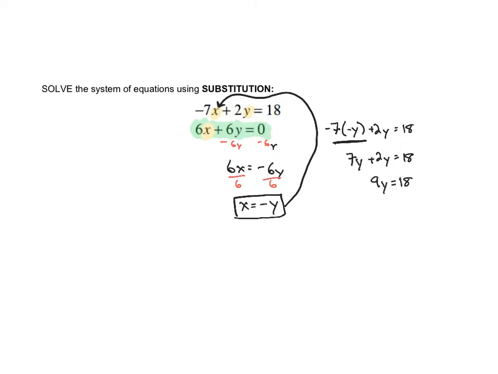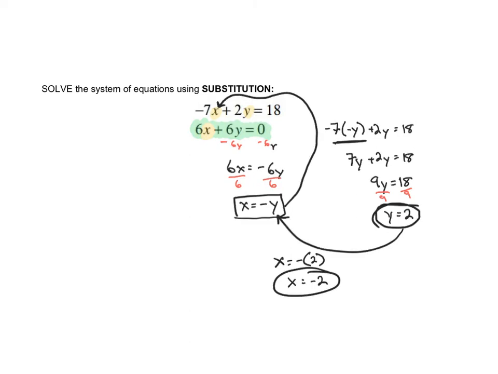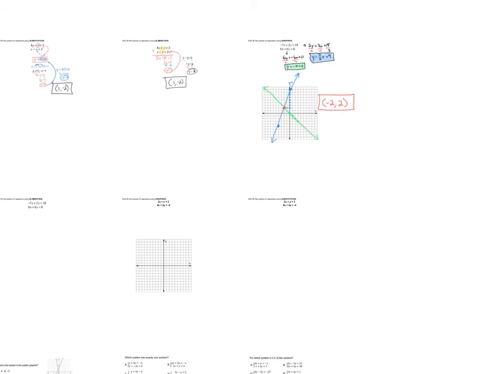Okay, and then of course we just got to get y by itself, so we're going to divide both sides by 9, and we get y is equal to 2. Oh, there is half my answer. Now we get to take it and let's just plop it right back in there. So x is equal to negative, instead of a y, we're going to put what y equals. So x is equal to negative 2. So it looks like we get negative 2, 2 as our answer for substitution, which, reminder, that's what we got for graphing. Perfect.